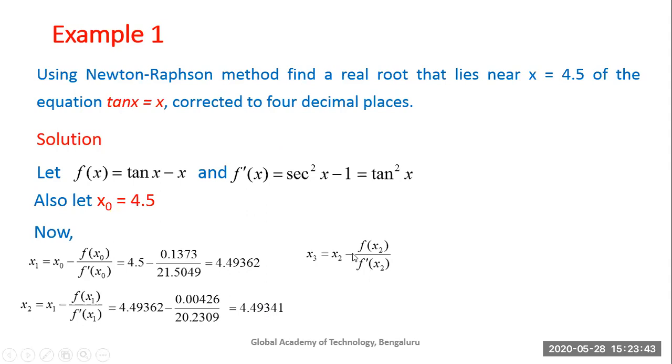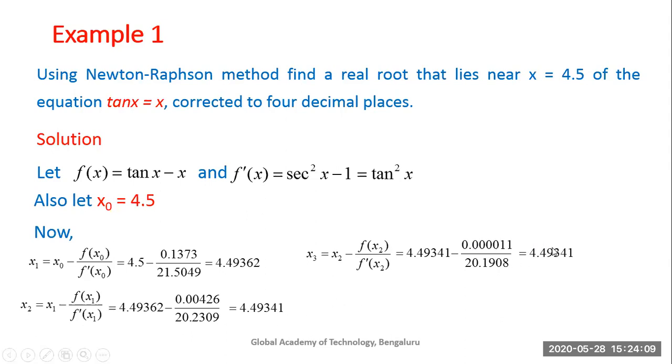x3 will be x2 minus f of x2 by f dash of x2. So 4.49341 is your x2. This is f of x2. Just see here, it is going very fast towards 0. And this is f dash of x2. So you get 4.49341. The previous answer is also 4.49341. So both are the same.